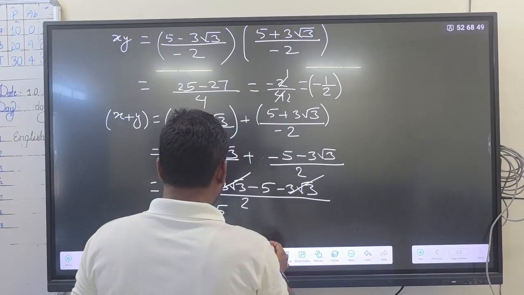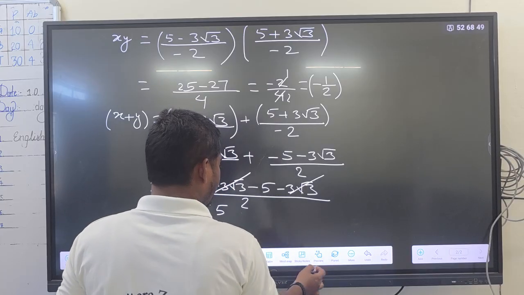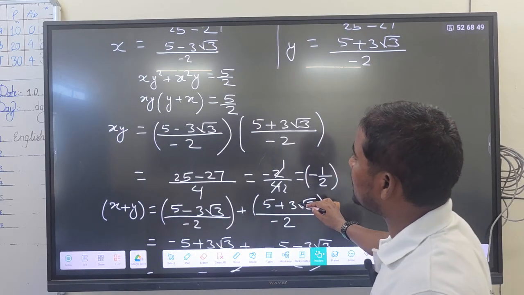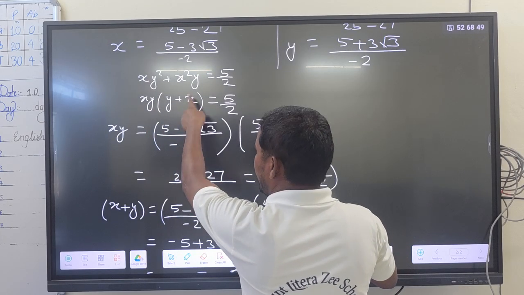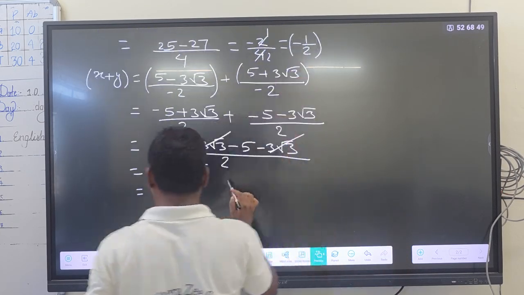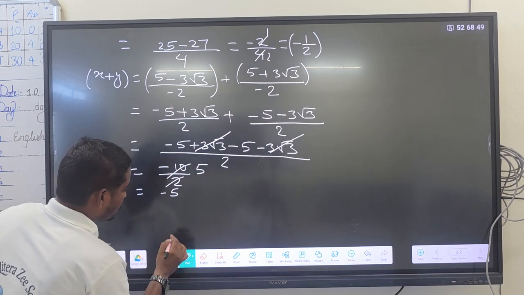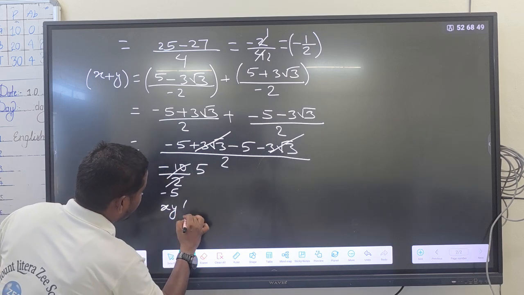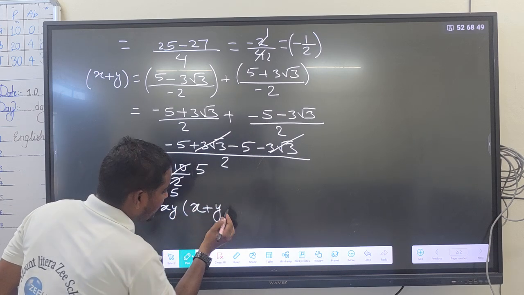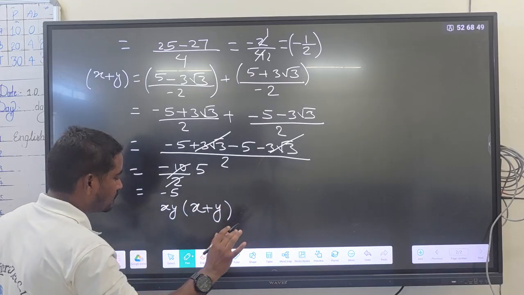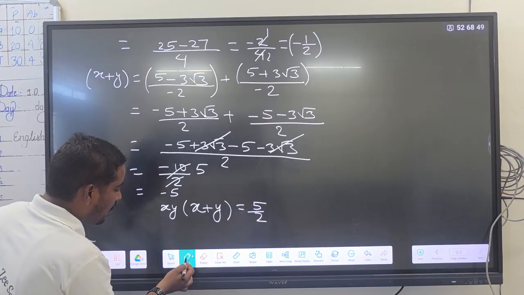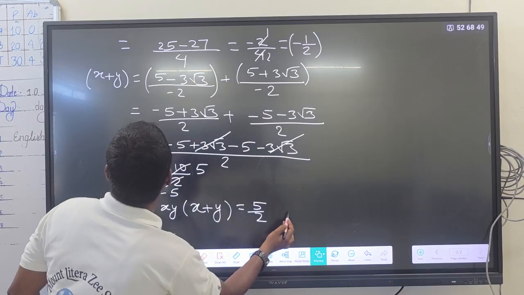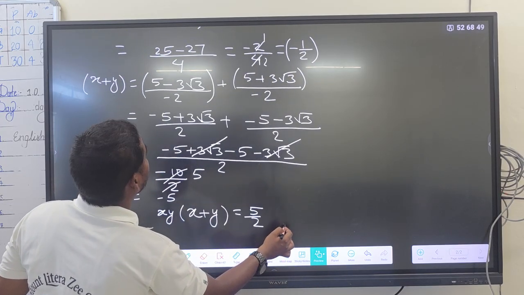Now come to our original expression. What was our original expression? This one: xy into x plus y, or y plus x, is equal to 5 by 2. So we will write xy into x plus y, don't get confused, both are the same thing, is equal to 5 upon 2. Now the value of x into y we have already found out, students.